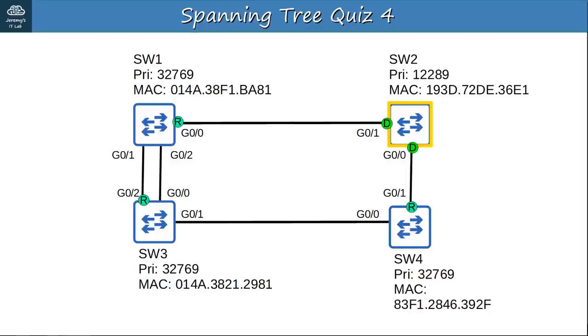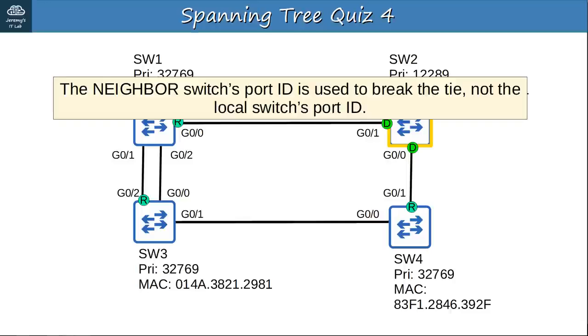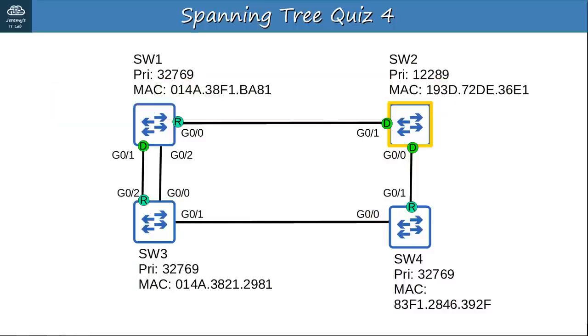This is an important point. The neighbor switch's port ID is used to break the tie, not the local switch's port ID. That's why G02 was selected over G00, because G00 is connected to a higher port ID on switch 1. So switch 1's G01 interface is a designated port, because it is connected to switch 3's root port.